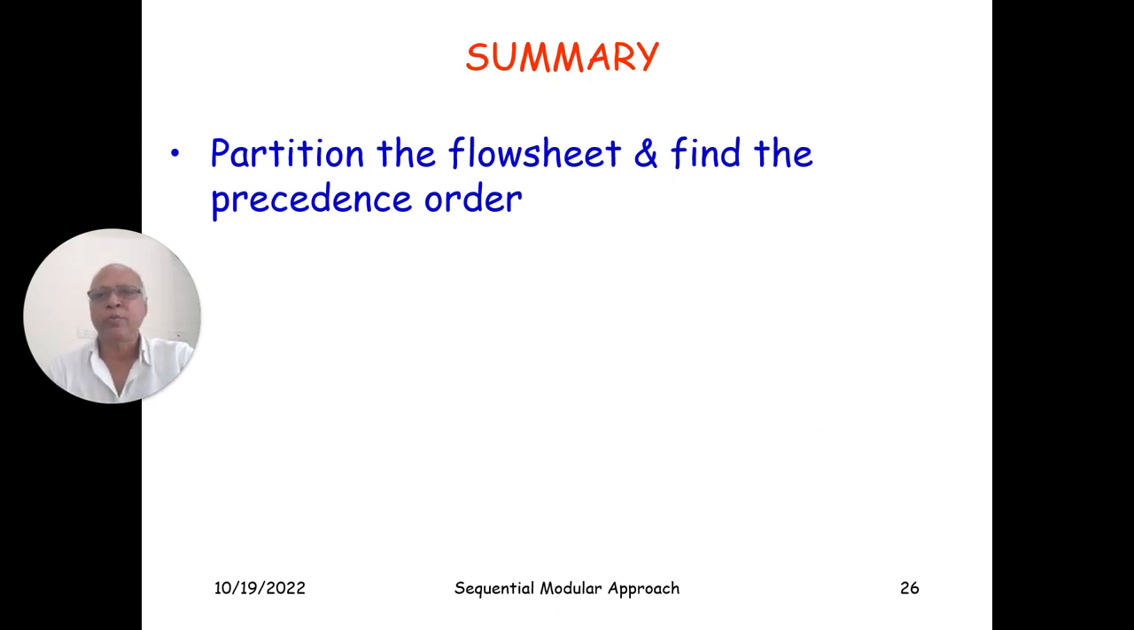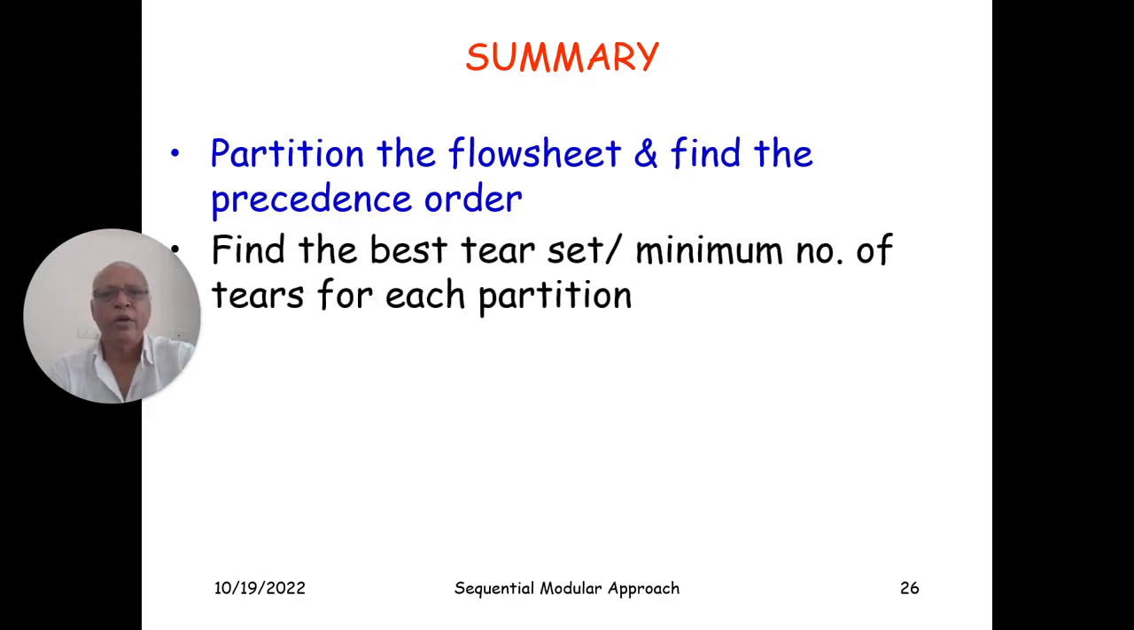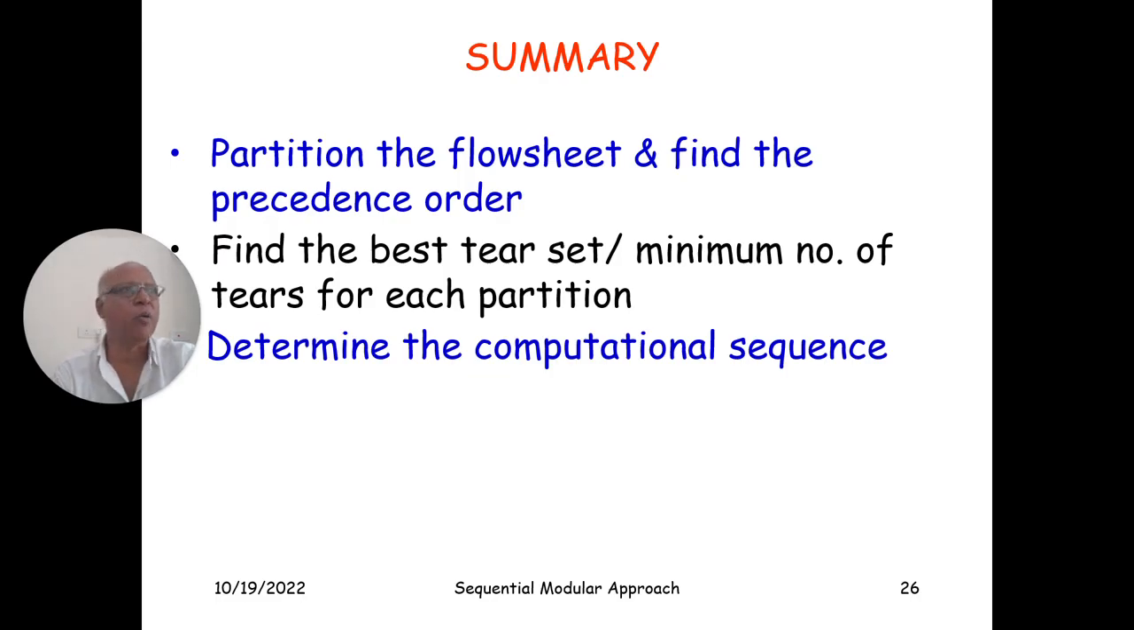So the first, when you present a problem to a simulator, when you draw a flow sheet, the simulator will have to apply the algorithm to check whether there are any possibilities to partition the problem into subparts or not. And if it is possible, what are the number of parts and in what order these parts need to be calculated. We have seen this algorithm as well. Then for each of these partitions, identify the minimum number of tears that are required. Then identify the computational sequence.